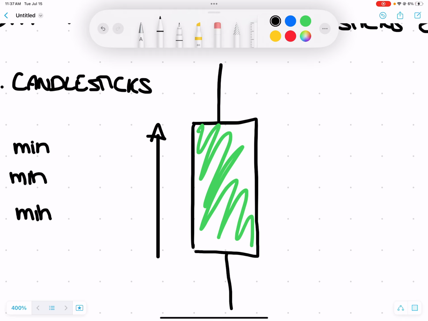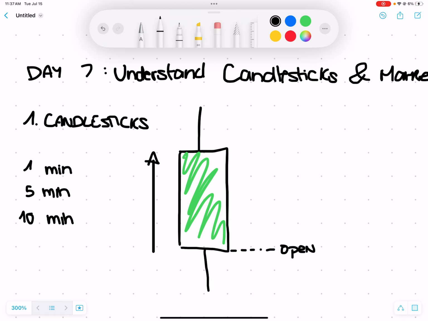Anyways, in each candlestick there are 4 pieces of information. There's the open, which is where the price starts. So this would be the open on a green candlestick. Then there's the close, which is where the price ended. So this would be the close. Then there's the high.